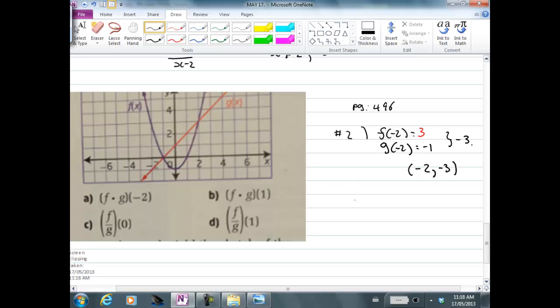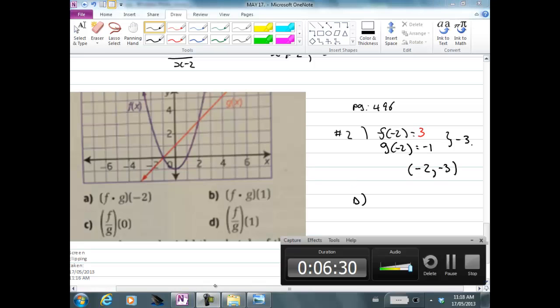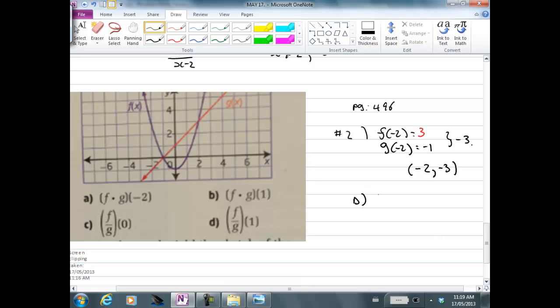Try D on your own, please. I'm going to pause. So again, I'm going to do this slowly. So f of 1 equals 0. G of 1 equals 2. So the product becomes 0. So basically, if I were to graph this, my coordinate would be 1, 0, and then you would continue on. So again, nothing too bad.